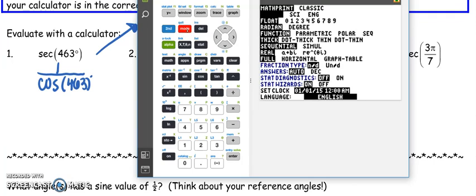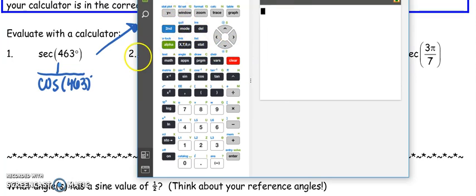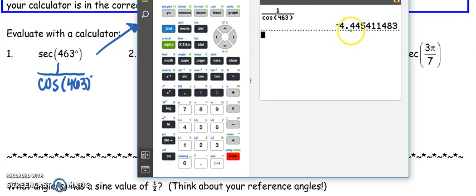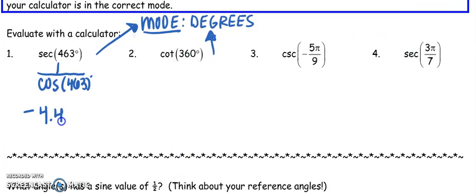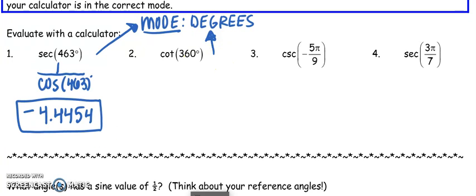So I'm going to click mode here. Mine right now is in radians, so I'm going to go over here to degree and hit enter. And then to get out of the screen, do that. And I'm going to type in 1 over the cosine of 463. Negative 4.4454. Boom.